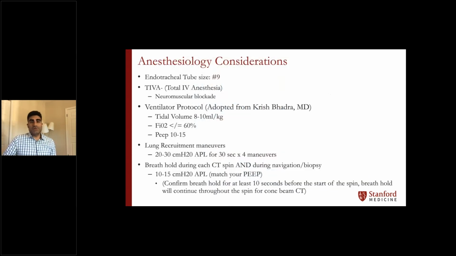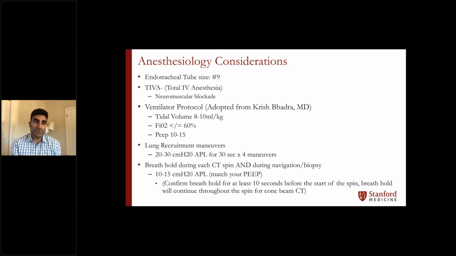For anesthesia, we always use a number 9 endotracheal tube. We use TIVA for our anesthesia. We use a ventilator protocol that's been adopted from Krish Badra's paper, but we use higher tidal volumes, an FiO2 of less than or equal to 60%. We try to keep the PEEP at around 10 to 15. We try to raise the PEEP for lower lobe targets.